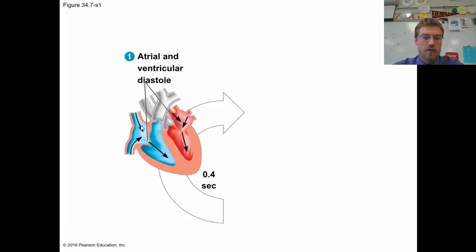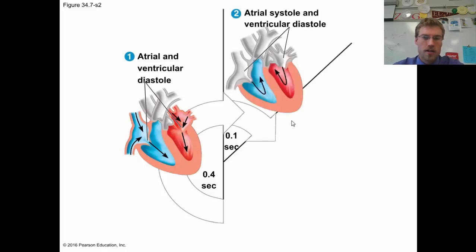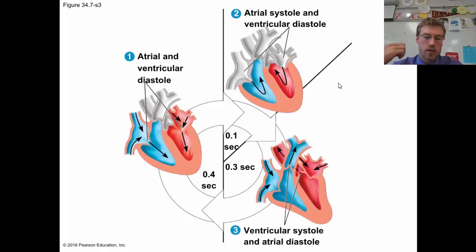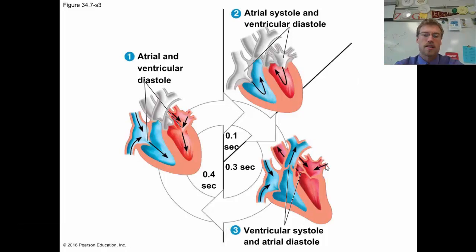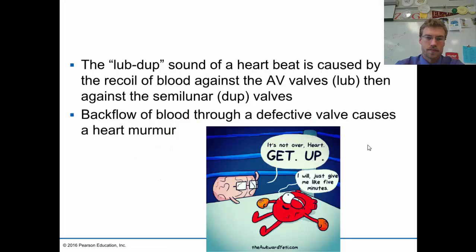During the relaxation phase, the atria and the ventricles are relaxed, and blood is going to be moving into the heart. The atria will then contract, and the ventricles will still be relaxed, and you'll get even more blood into the ventricles. The ventricles will then contract, and they will force the blood out. And then the atria will be relaxed, so they will be bringing blood in, and this process will repeat itself.